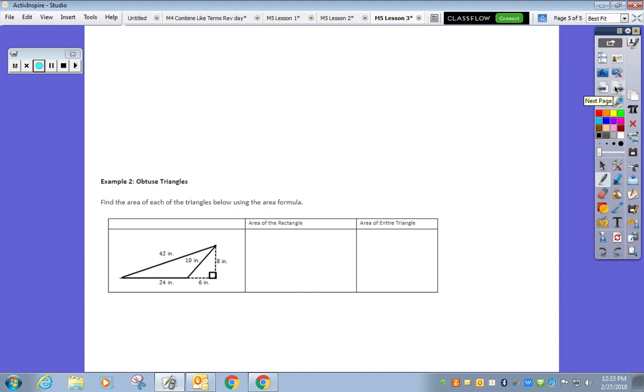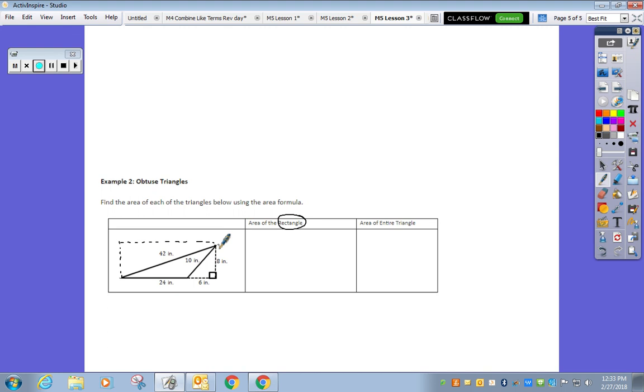Okay, so now we're going to look at obtuse triangles and see if we can do the same thing. It's a little different with obtuse, though, because we can't create two right triangles inside of it. So in this case, what we do is use a rectangle. You'll notice they've drawn the height outside here, and what they would do is continue on with that and create a full rectangle around the outside of that obtuse triangle.